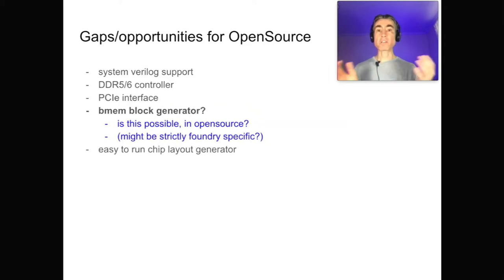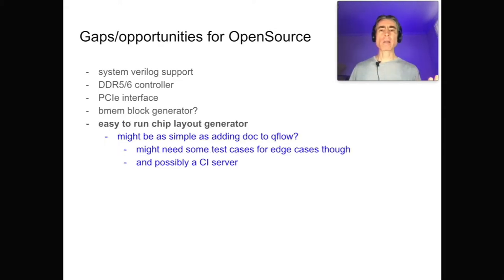BMEM POC generator, is this possible in open source? I don't know, I'm just throwing that out there. Is there a way to do this? Easy to run chip layout generator. This might be as simple as adding documentation to Kubeflow, but I think there might be a need for some test cases though, because I hit issues very quickly and easily, but I might be just using it wrongly.